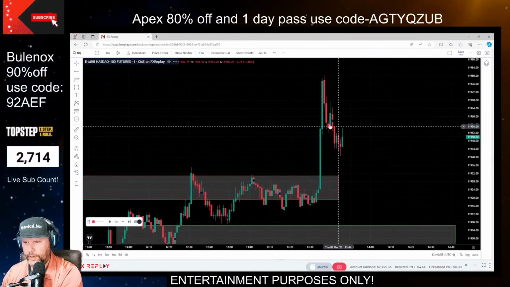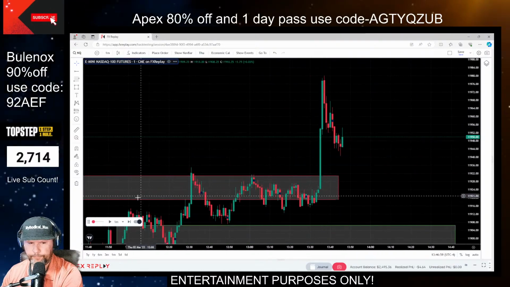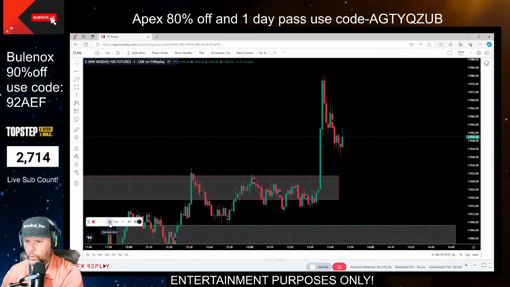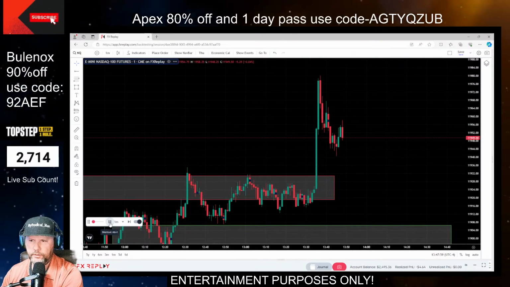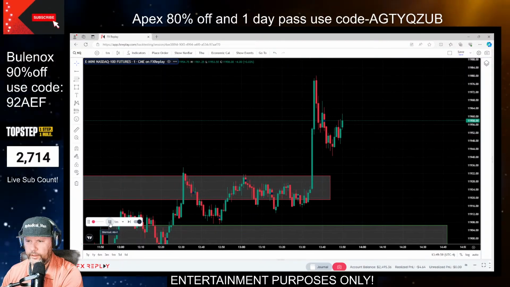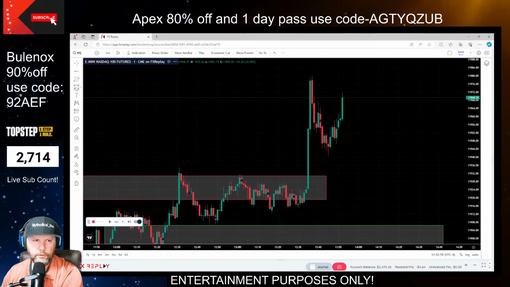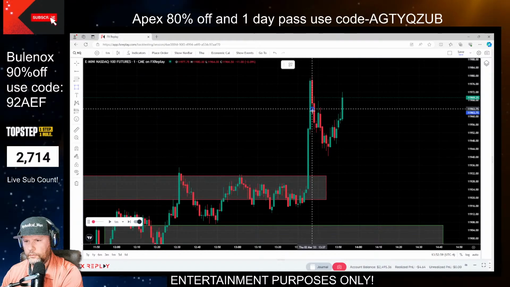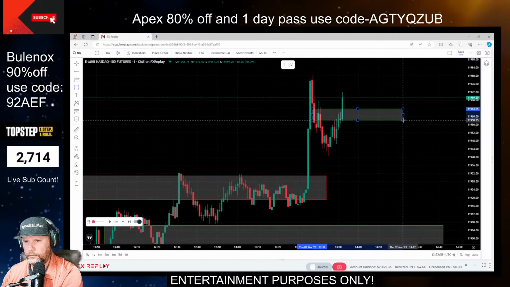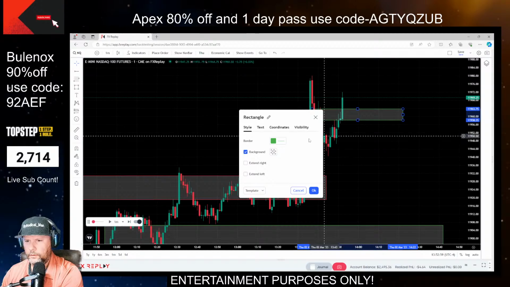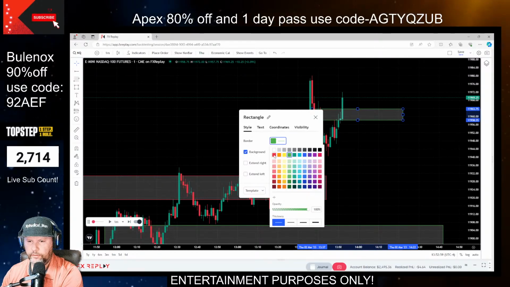All right, we may watch this small gap here. We may want to make one more high here before we go back lower. All right, right there. So we inverse this. We held that gap below.